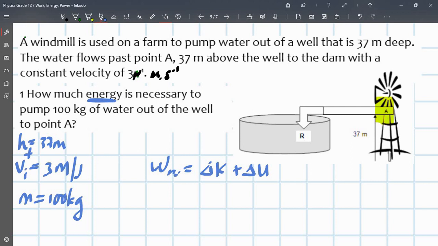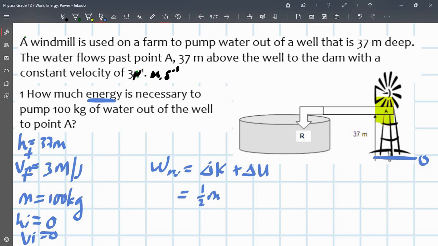So if you think of it that way, this will be the final velocity, and this the final height, and we know that the initial height is equal to 0 if you take the ground to be 0. We also know that the initial velocity will be 0 because the water is in the well. The water is stationary. So we have all of the requirements to calculate this, and we can just substitute and simplify.